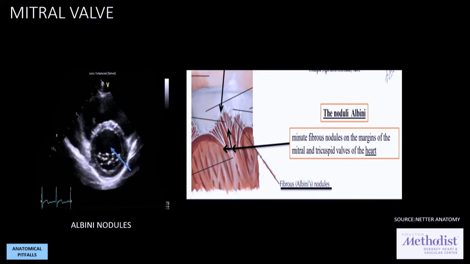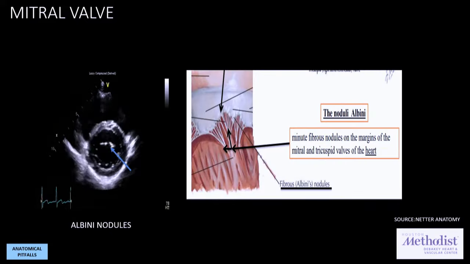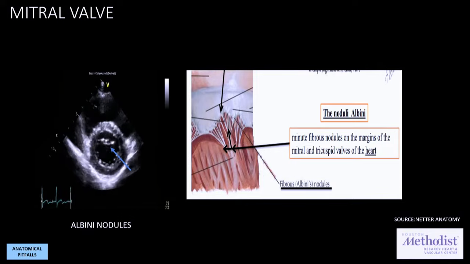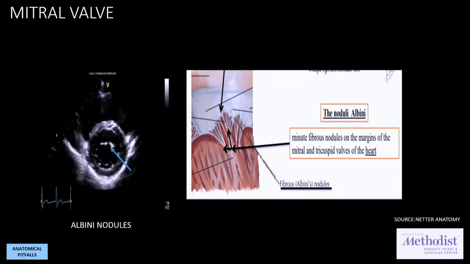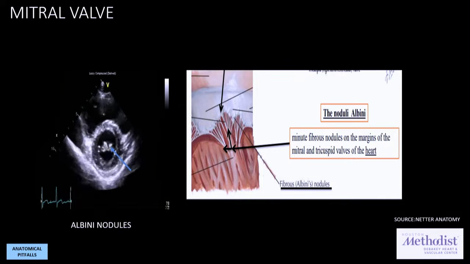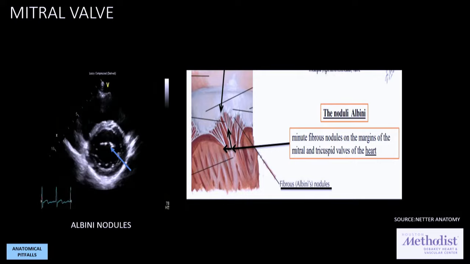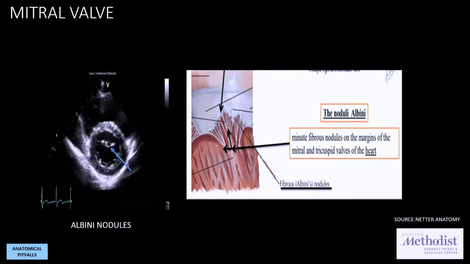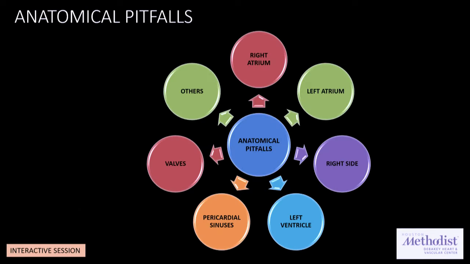But you see these brighter echo densities on the tip of the valve? Do you know what those are? Those are nothing. Actually, these are completely normal. They're called Albini nodules. When you see younger patients with very pliable valves, you can actually see the caudal insertion points. Basically, those are those brighter echo densities. So observe next time when you're seeing a very young athletic patient with completely normal valves, you can actually observe these nodules on them, right? It's just a normal caudal insertion point, but you see it more obviously.